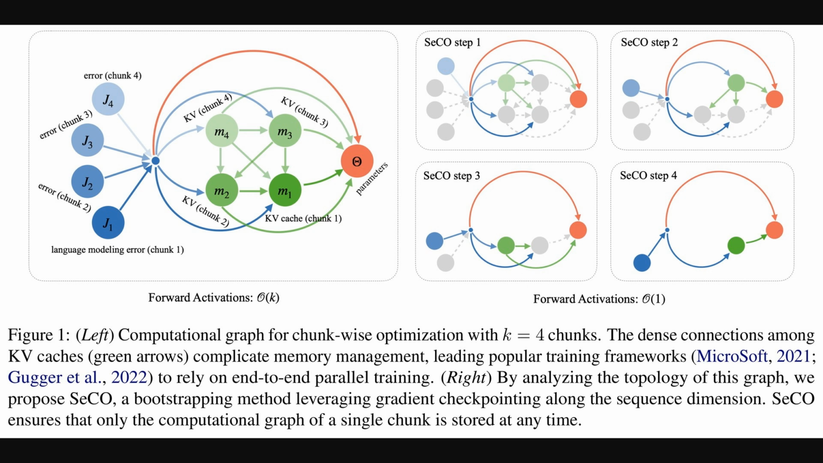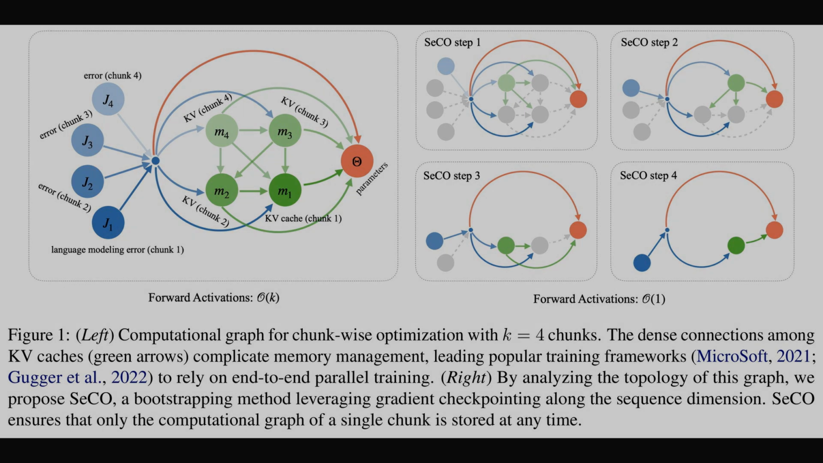So this figure really helps visualize how that sequential chunkwise optimization method works. On the left is the standard computational graph, basically a map of all the calculations. The green circles are the key value caches. A key value cache is a memory mechanism that stores context from previous chunks. You can see how they're all interconnected, creating a dense web that eats up memory. The right side shows the SeCO solution. It uses gradient checkpointing on the chunks, processing them one by one for the learning step, which is how it achieves that huge memory saving.